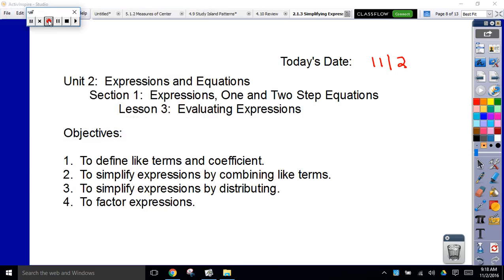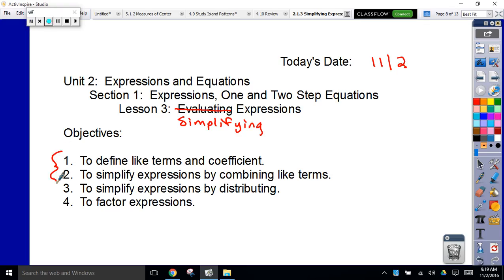Okay, so today's lesson, it shouldn't say evaluating expressions, it should say simplifying expressions. That is an error. Yours may say simplifying expressions, I may have changed that, but up here I apparently forgot to. We're going to be talking about what like terms are, and we're also going to talk about what the word coefficient means, and then we're going to simplify expressions by combining like terms.